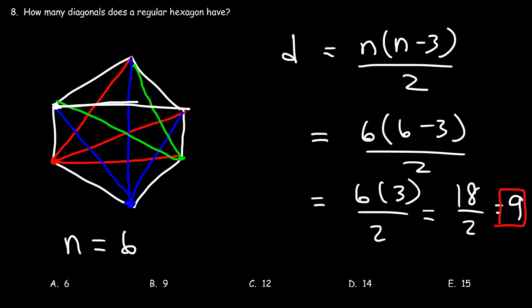That's all we can draw. We can't draw this one because we already have the blue line. We can't draw that one. We already have a line there. So there's a total of 9 diagonals that we can draw for this particular hexagon. So B is the right answer.